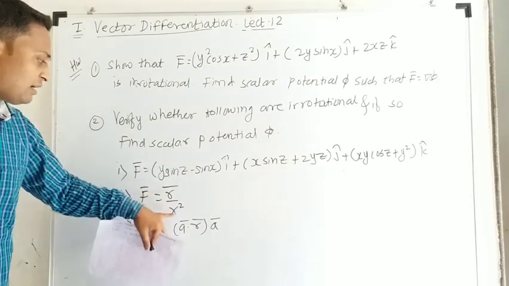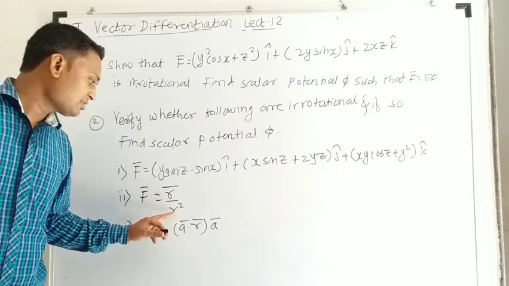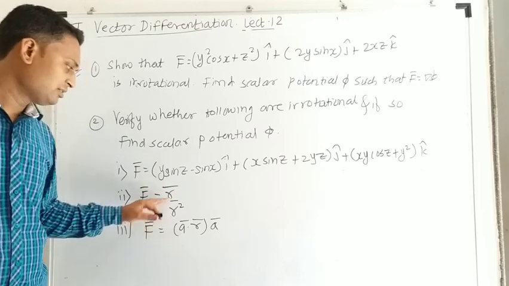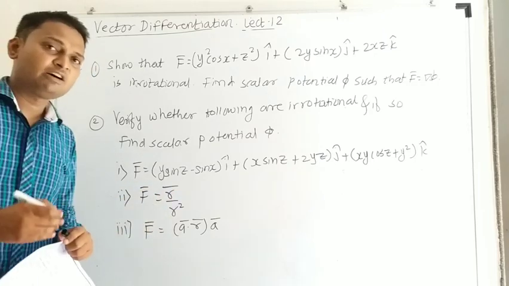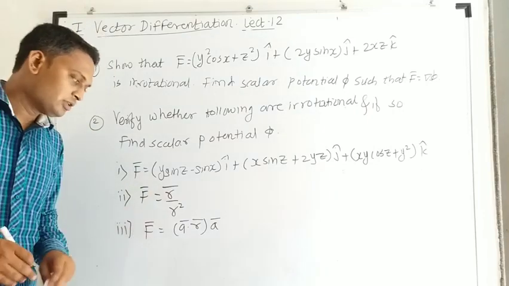F bar equal to r bar upon r square. Just now one example of this type we have discussed. Just r square was in the numerator. So in that way you can complete it. The same identity result can be used for calculating the solution.